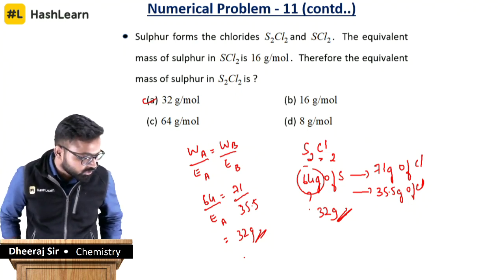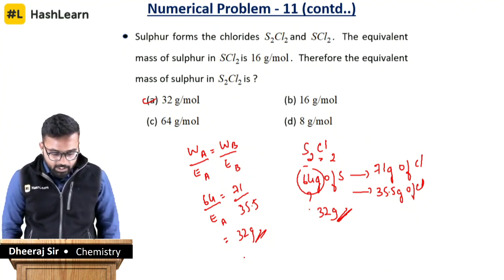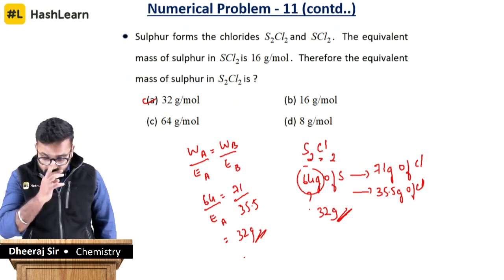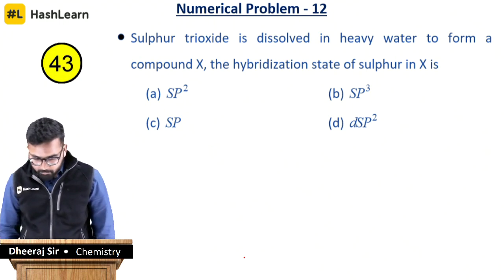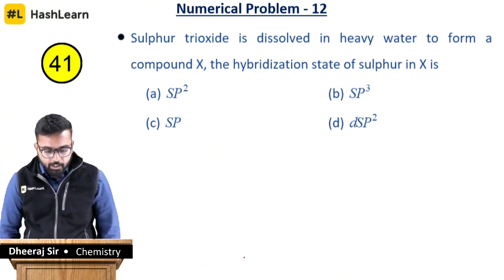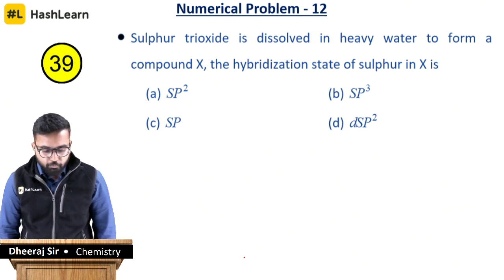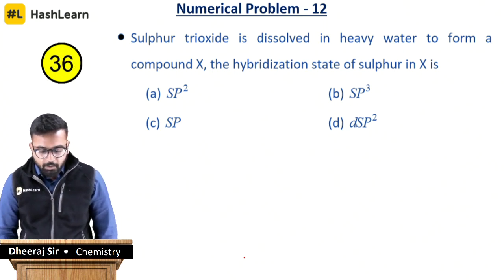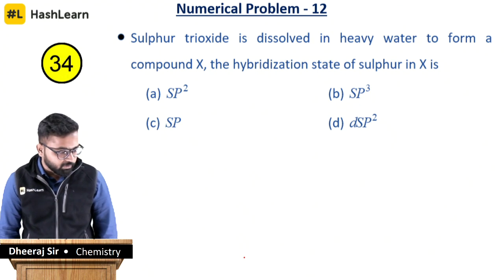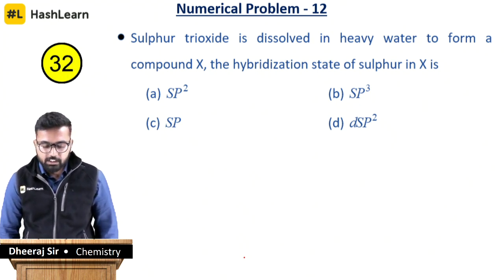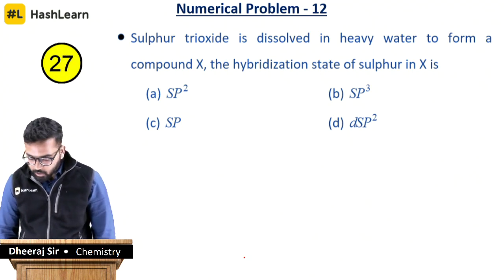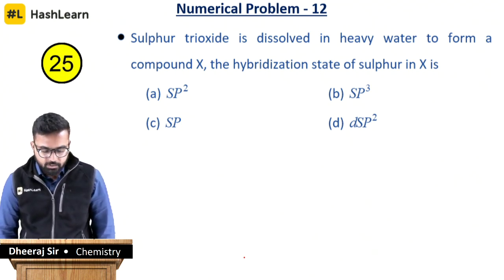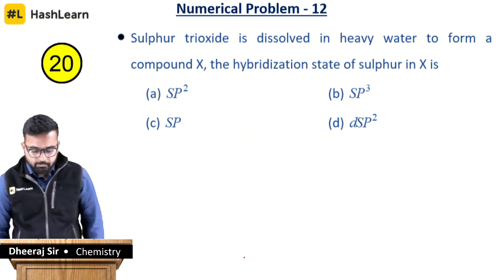Good. Shika gave us the first answer. Unfortunately, I think others are still working on it. No problem. Let's proceed quickly, guys. Look at the 12th problem. Sulfur trioxide is dissolved in heavy water to form a compound X. The hybridization state of sulfur in X is? So we are asking you to dissolve sulfur trioxide in not regular water, but heavy water. It should be an easy reaction. Then try to find the hybridization state of sulfur. Go for it.